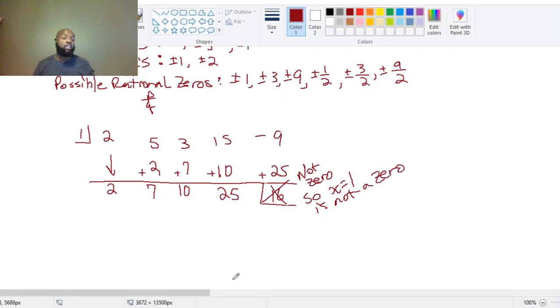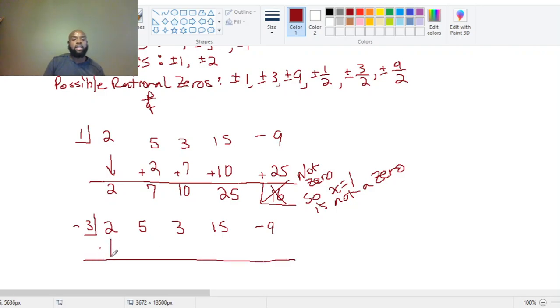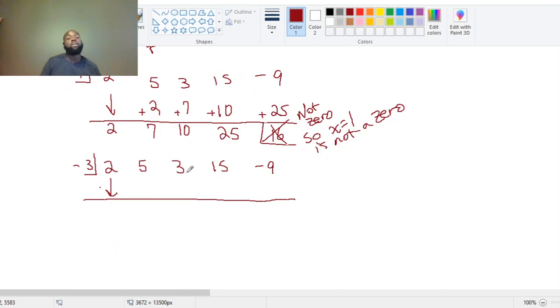So that means I have to try another number, right? I already tried -1 and it did not work. So I'm going to try another number and I'm going to try one that works. Sometimes you have to go through the process, okay? So I'm going to go back to my original coefficients, but now I'm going to try -3. So I bring down my 2. 2 times -3 is -6. Add those together, I get -1. -3 times -1 is a +3. Add those together, I get 6.